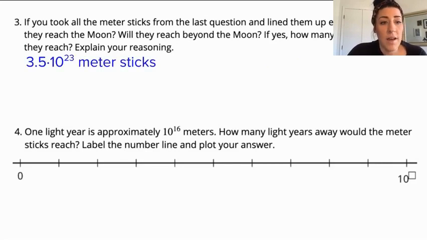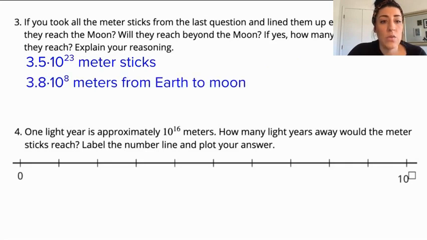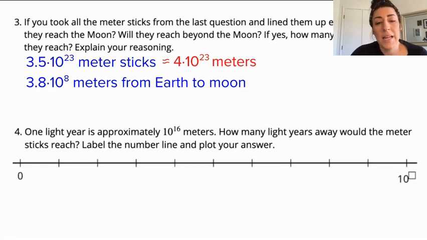So we have that 3.5 times 10 to the 23rd meter sticks. We also know that it is 3.8 times 10 to the 8th power meters from Earth to moon. So we're going to rewrite this to say that the number of meter sticks is close to 4 times 10 to the 23rd meters, and this is approximately 4 times 10 to the 8th meters. This is just going to allow us to make a quick estimate here.